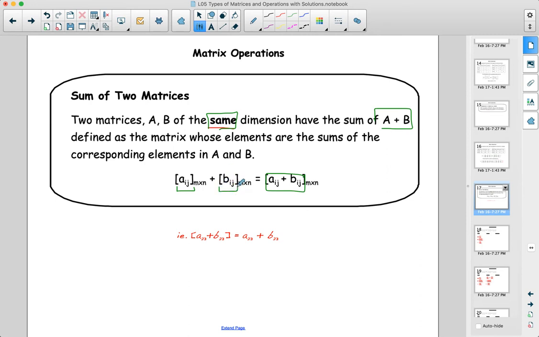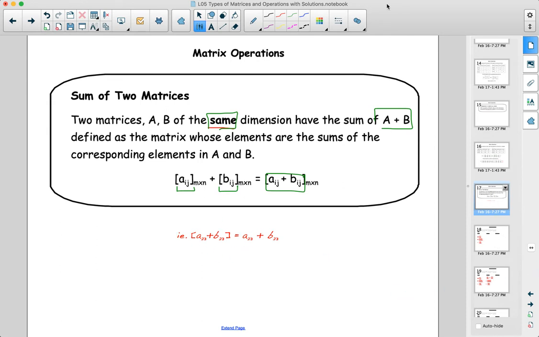And to give you an example, if I wanted to find the element in my sum matrix that was in row 2, column 3, I would add the element from row 2, column 3 in matrix A to the element in row 2, column 3 from matrix B. That's how I would get this element.